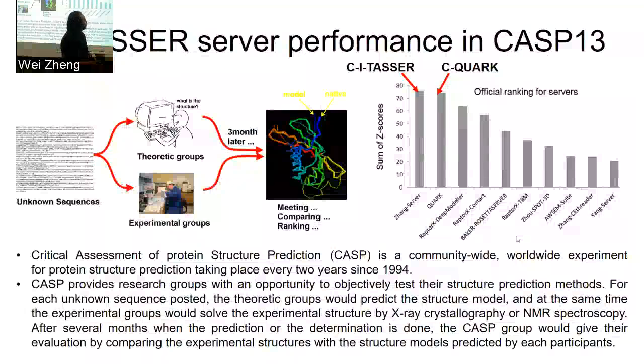So in CASP13, our C-I-TASSER server ranked as the number one protein folding server, followed by C-QUARK, which is another contact-based protein folding server developed by our lab. So this is the performance of our folding server in the CASP experiment.